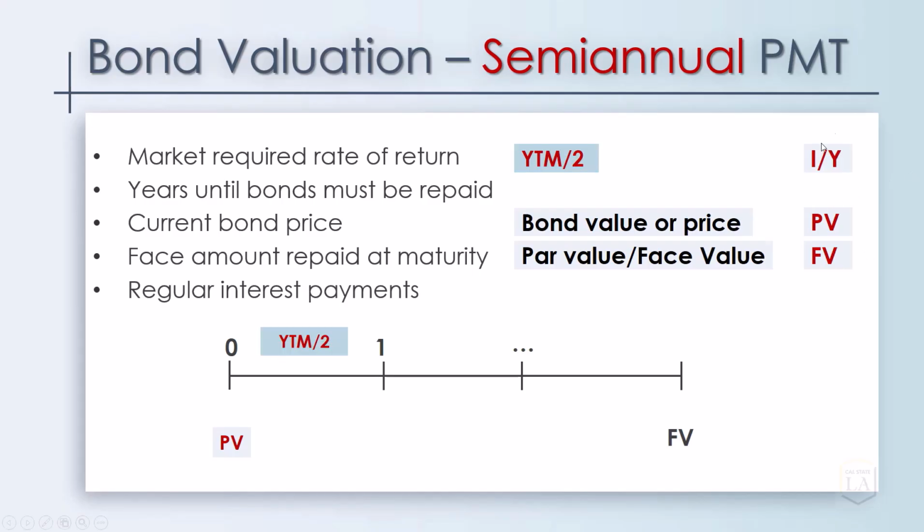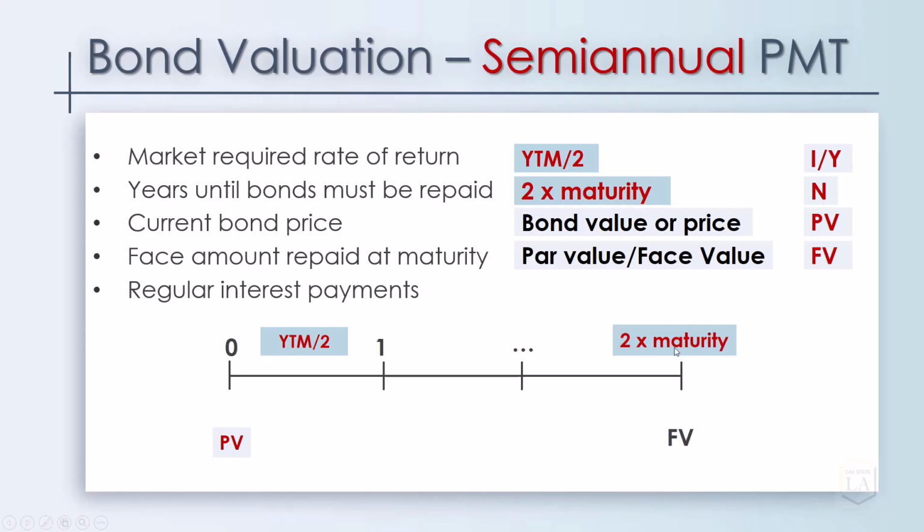So for your IY input, you will be using half that amount. The reason is because you will be collecting coupons, and the coupons will be compounded every 6 months. So every 6 months you will be applying half of the yield to maturity, which is quoted in an annual term. And for your time period N, you'll be inputting 2 times the maturity years.